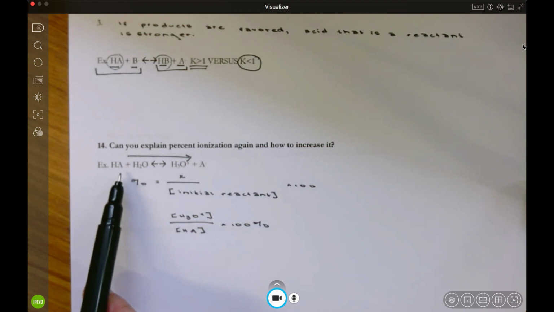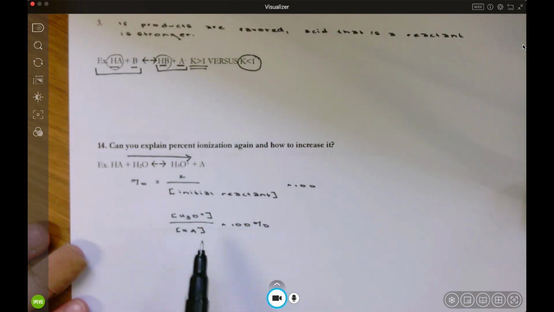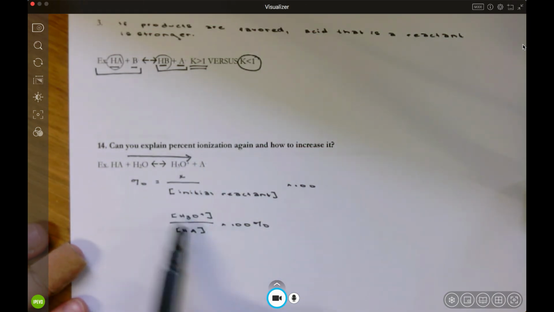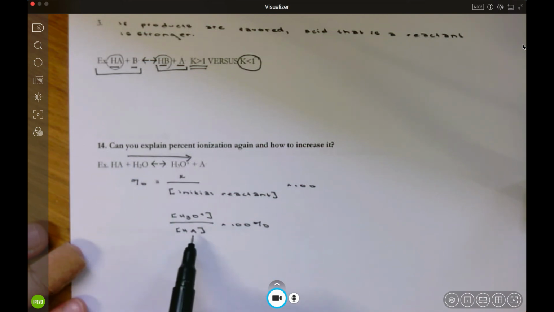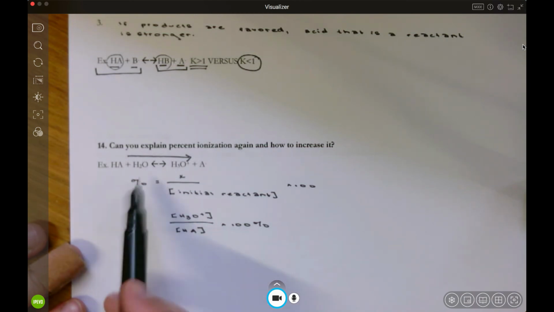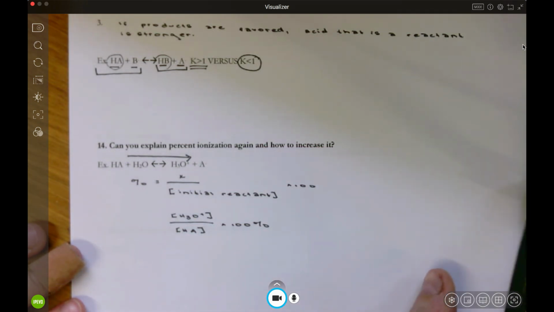The issue with HA, water works perfectly fine. The issue with HA is because HA is causing a shift to the right, that's great for H3O+. But by adding extra initial HA, that's going to cause the value on the bottom to also increase. So while it increases H3O+ concentration, it also increases the concentration of HA, which is an issue because when you divide by two values that have both been made larger, it's going to cause the percent ionization to not increase as much. If you added just water, it would cause H3O+ to increase. It wouldn't affect the initial concentration of HA, causing the percent ionization to be larger.